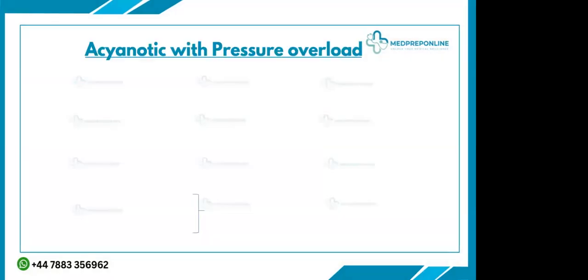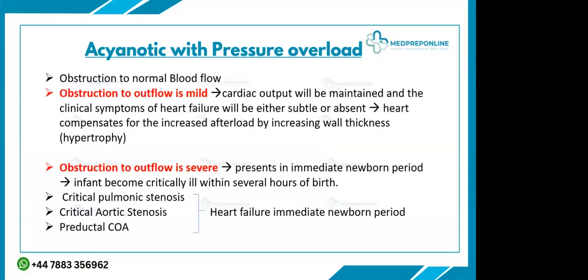And what about the pressure overload? What we talked about is the obstruction to the normal blood flow, that is, obstruction to the ventricular outflow tract. So there will be stenosis. The valve will be stenosed, either the pulmonary valve or the aortic valve, and so there will be obstruction which will lead to the backflow.